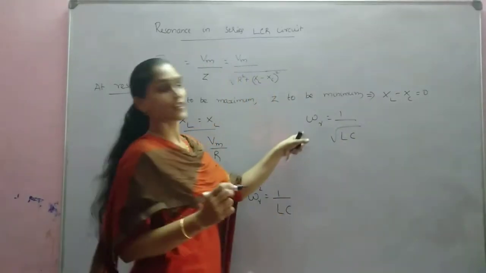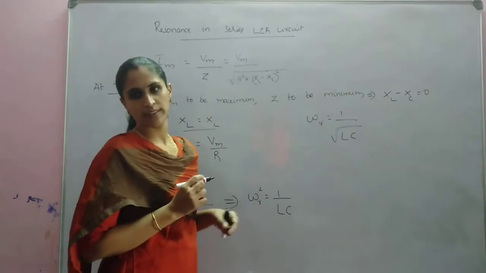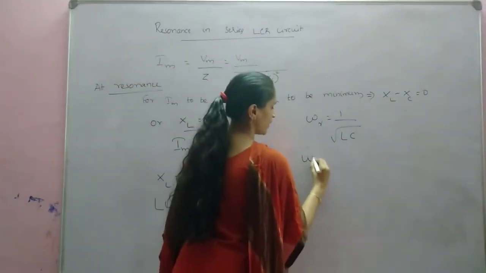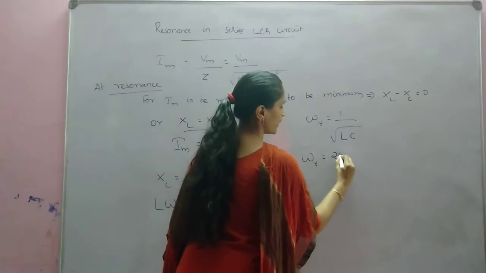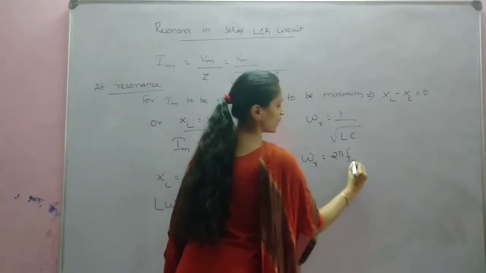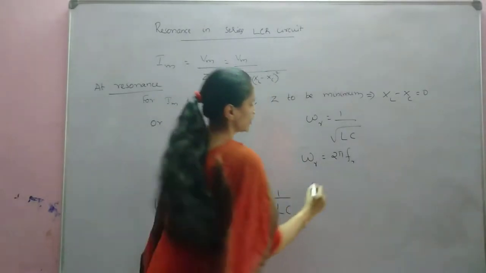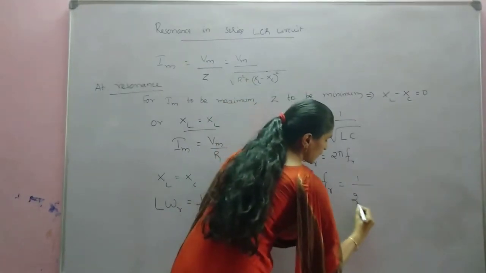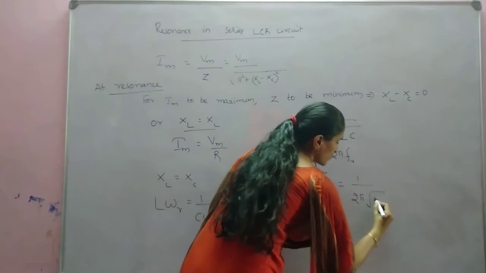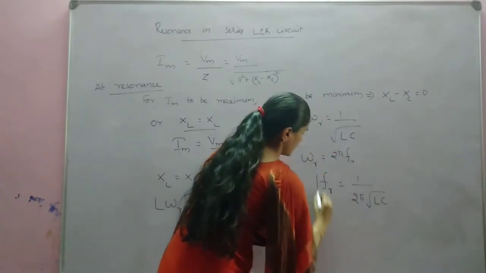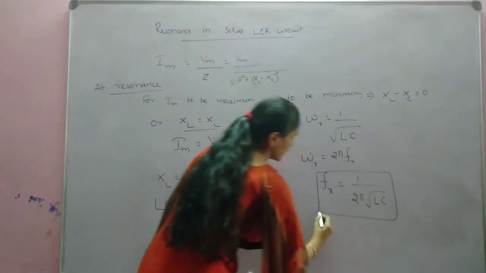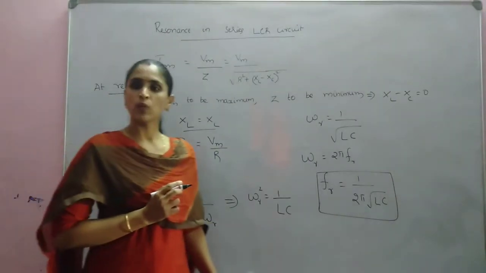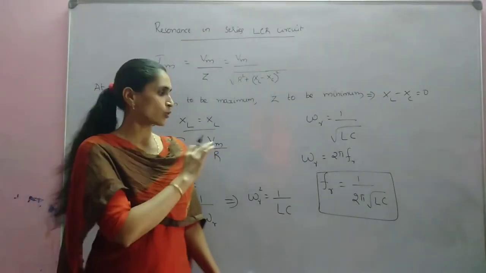So this is the resonant frequency, angular frequency. Or we can write frequency omega R as 2 pi into frequency. So from this also we can write the resonant frequency is given by 1 by 2 pi into root LC. This is the expression for the resonant frequency.